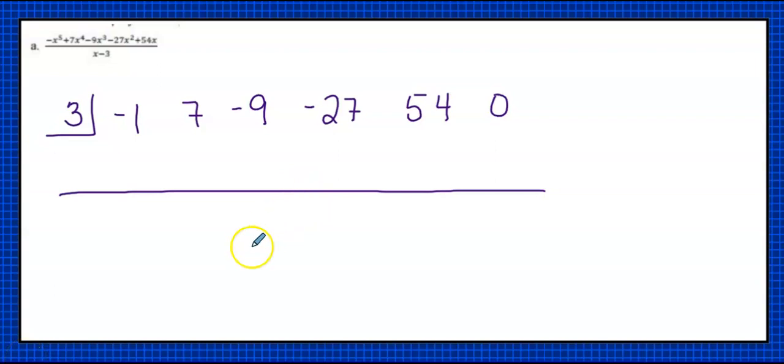Okay, so this is number 9A, and this one does instruct us to use synthetic division. You'll notice I put a 0 at the end because there was no constant term for this dividend, so I needed a 0 placeholder. So my coefficients were -1, 7, -9, -27, 54, and then my 0 constant. And then notice too that I put a positive 3 here because if this is the factor, we want to use the root here, so we want to change that to a positive 3. And then we bring down our first coefficient always, and then start multiplying and combining.